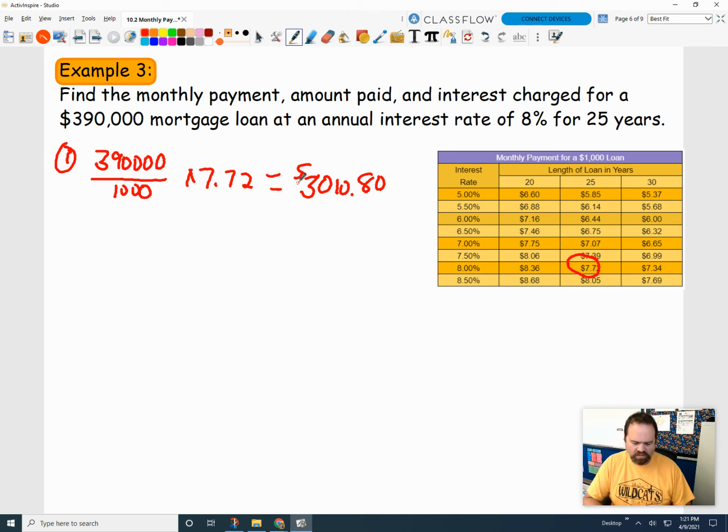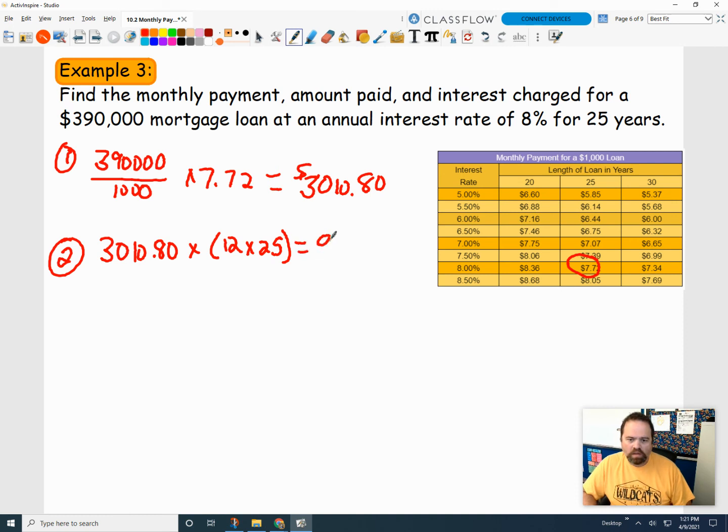390,000 divided by 1,000 times 772. That's right. That's just a big house payment. More than I could afford. All right. So that payment, $3,010.80, and they're paying that back every month for 25 years. Almost $1 million.